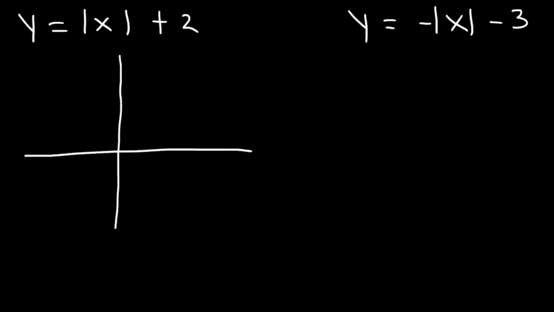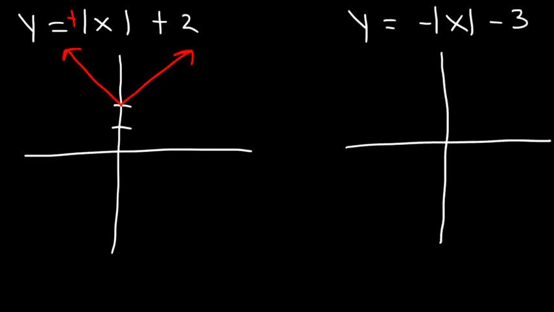What's going to happen to the graph? In the first example, it's going to shift up 2 units, and because we have a plus sign in front, it's going to open in the upward direction. For the second example, it's going to shift down 3 units. That's a vertical shift. Left and right represents a horizontal shift. And it's going to open downward due to the negative sign.